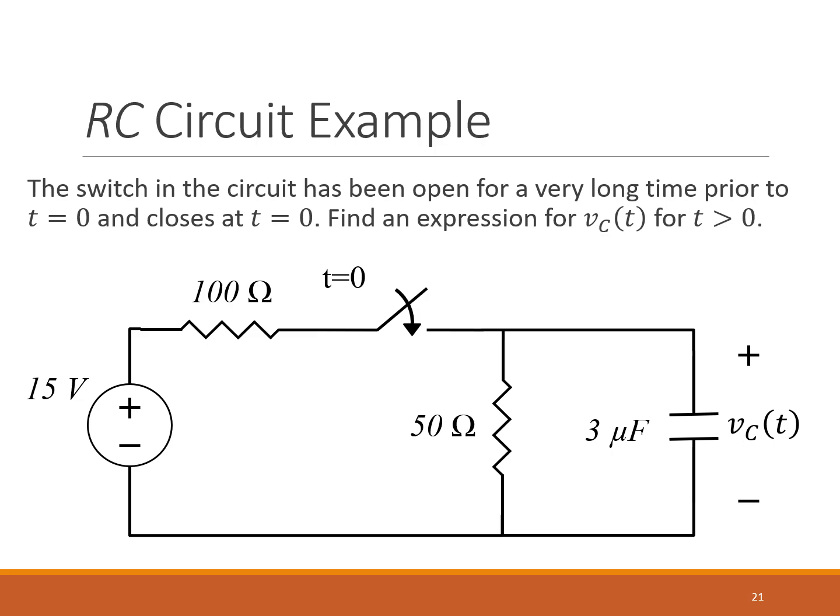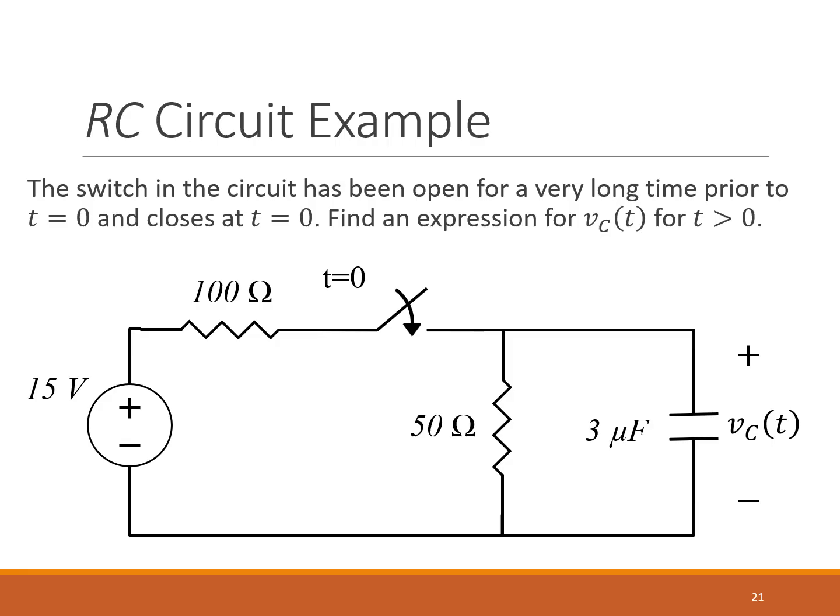But in this problem, we're told we have a switch that has been open for a very long period of time prior to t equals 0, and it closes at t equals 0. And what we want to do is find an expression for Vc of t, our capacitor voltage, for time t greater than 0.